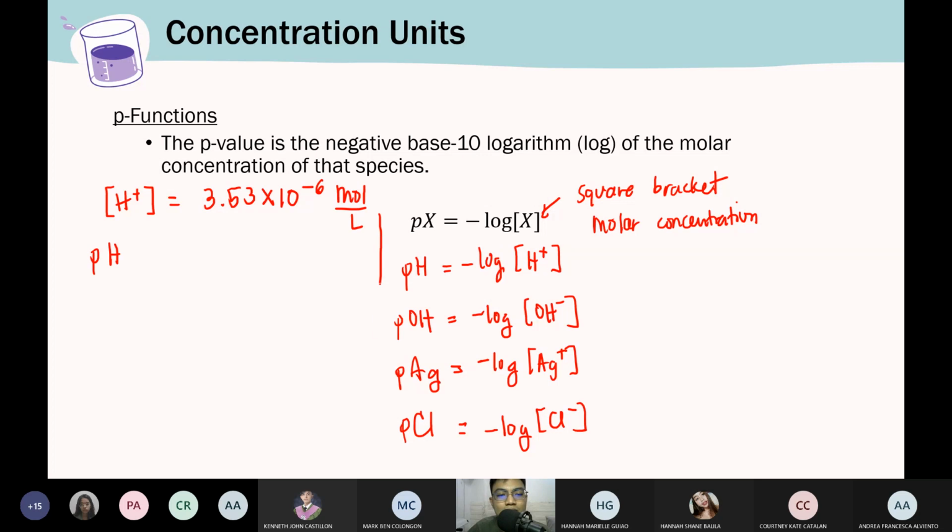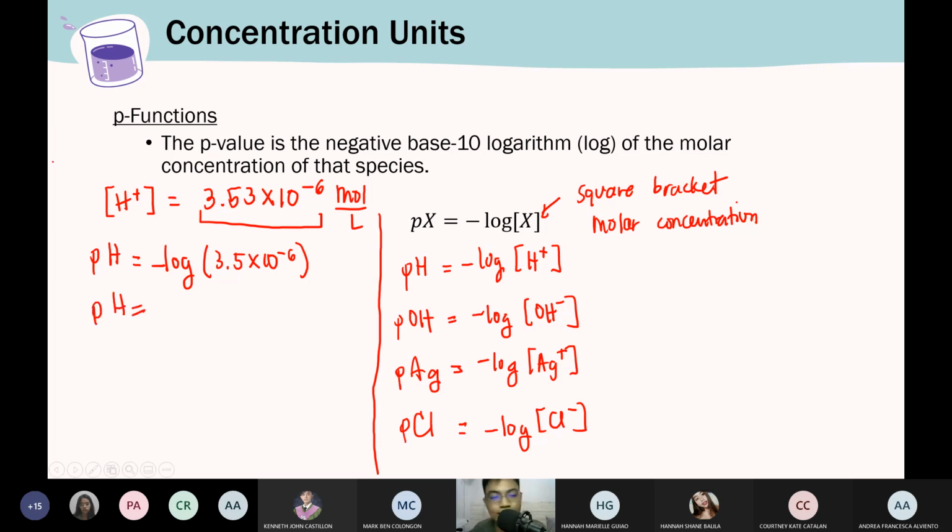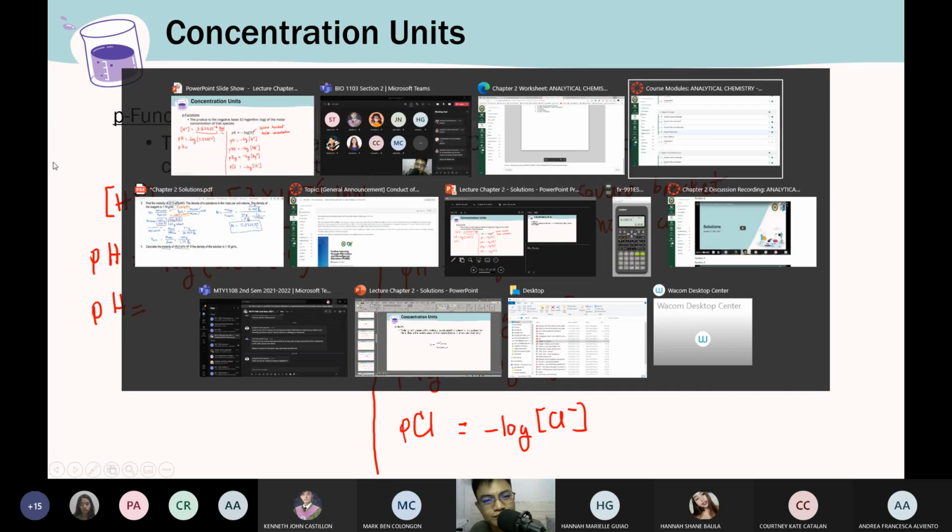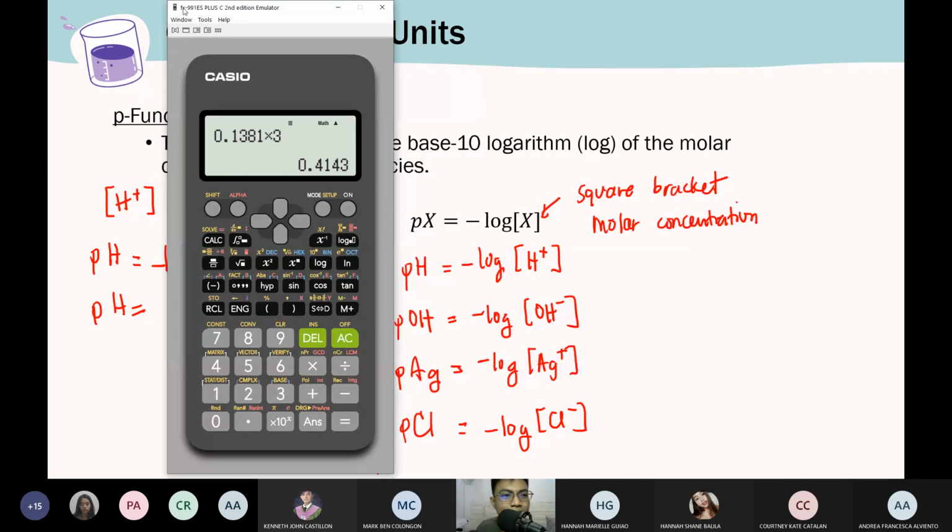So, paano gagawin yan? So, gawin mo, you just write negative log and then yung number lang yung ilalagay, ha? Okay. So, the negative log of 3.5 times 10, negative 6. Yan. Number lang ilalagay nyo. So, 3.5 times 10 raised to negative 6. Kunin mo yung negative log nyan. You will get the pH. Okay.